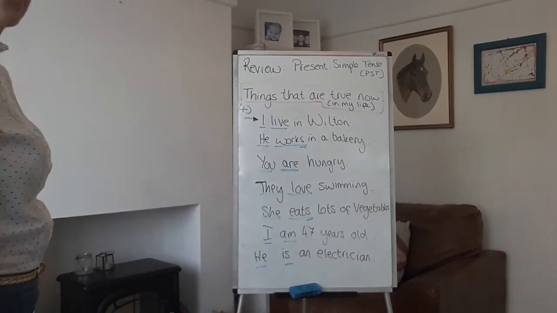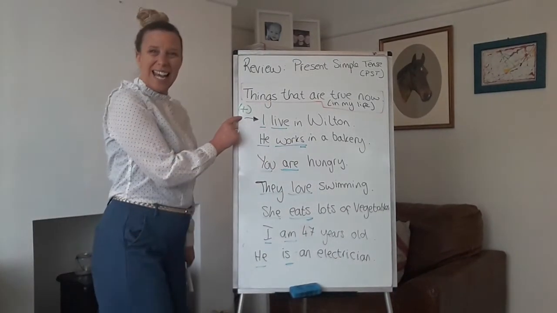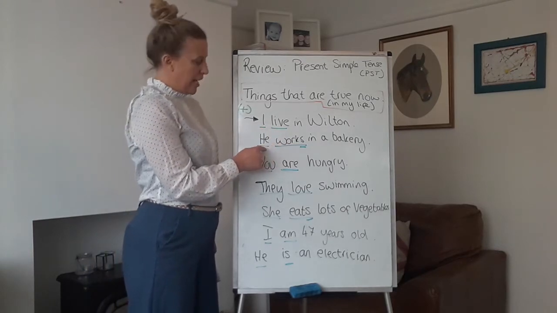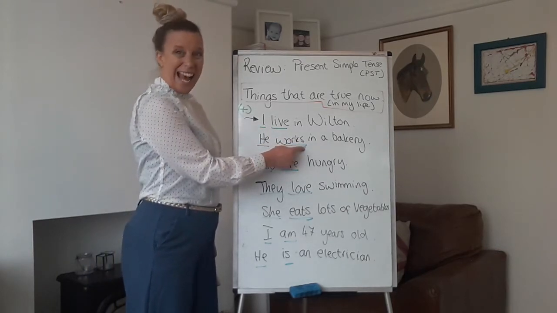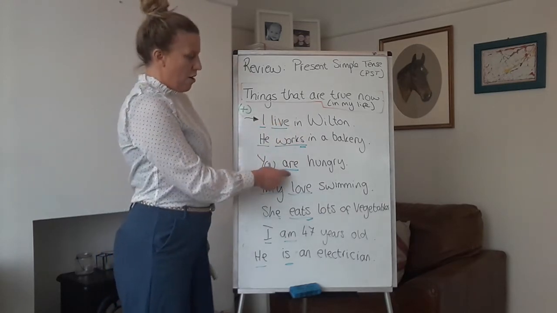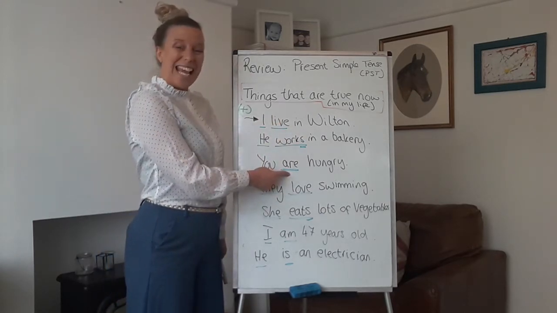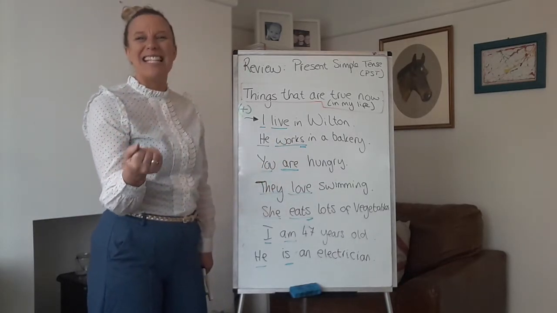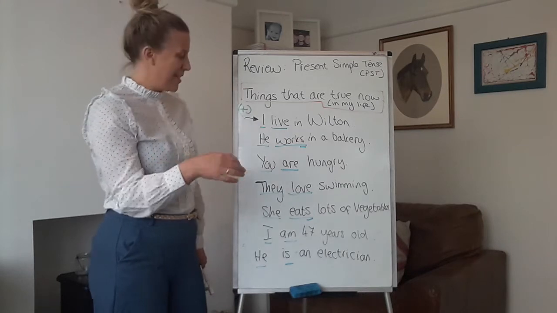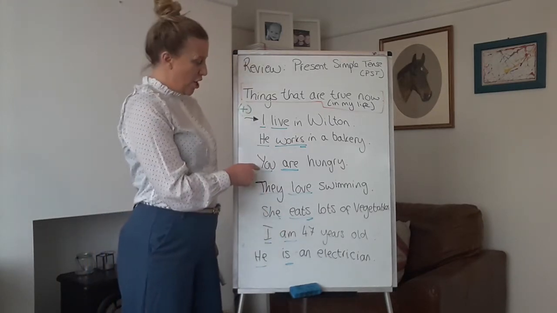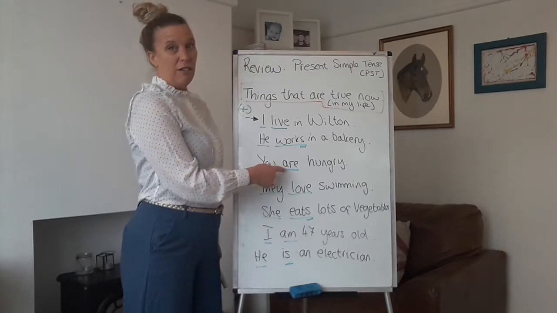Okay, so these are all positive statements. So, I live, he works, we add s, he lives. Remember with the verb to be, it changes. We don't add s to be. We don't say "bees," "I be," "he bees." We don't say that. We say I am, he, she, it is, you, they, we are.